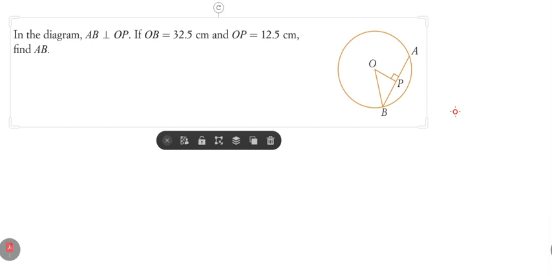In the diagram, AB is perpendicular to OP. Now we have to find out, if OB is equal to 32.5 cm and OP is 12.5 cm, the measure of AB. So first we're going to find the length of PB.